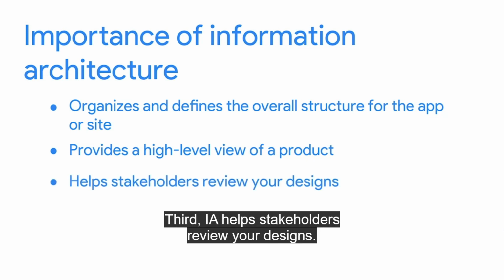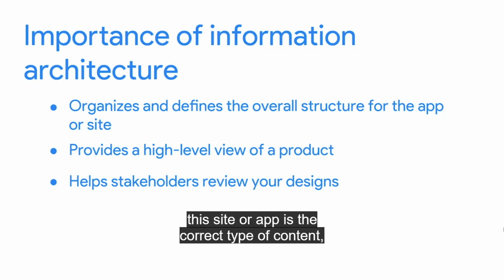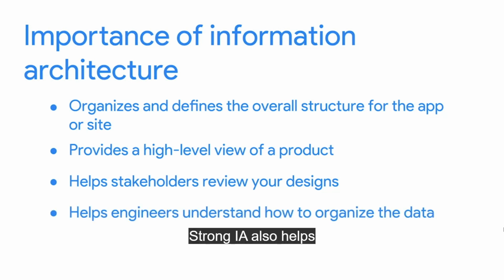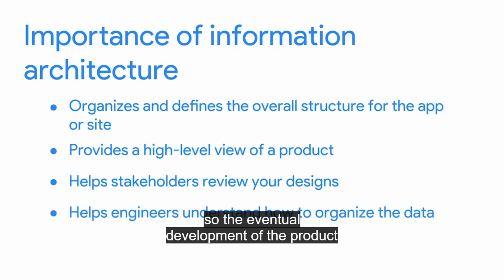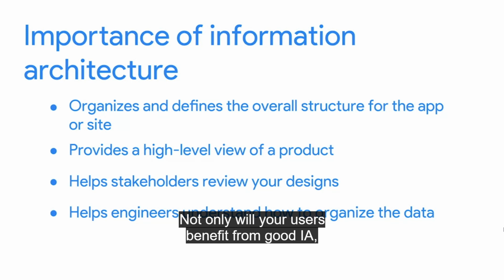Third, IA helps stakeholders review your designs. Stakeholders can evaluate whether the content in the site or app is the correct type of content and if it's placed in the appropriate places to help achieve business or product goals. Strong IA also helps engineers understand how to organize the data so the eventual development of the product matches the visual designs you've created. So not only will your users benefit from good IA, it'll make your colleagues' jobs easier too.